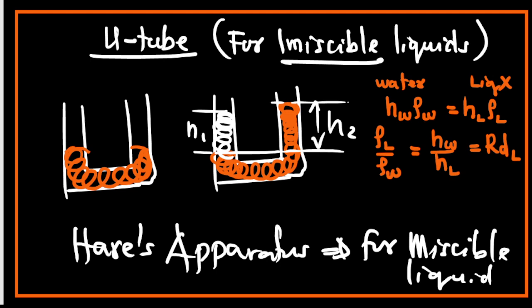So this is how you use the U-tube to determine the relative density of a liquid. And mind you, you use the U-tube for finding the relative density of immiscible liquids.